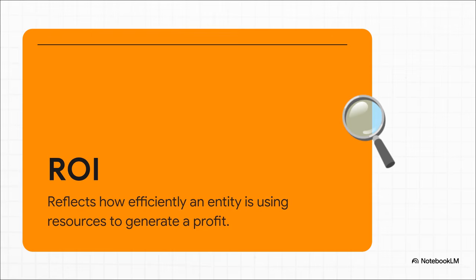Okay, before we get completely lost in the weeds of specific balance sheet items, let's take a step back and look at the big picture. ROI is a really broad concept. It basically reflects how efficiently an entity is using its resources to generate a profit. Think of it as the ultimate test of management stewardship. You hand management a bunch of resources, and you want to know how well they use those resources to produce a return. It's a surprisingly simple relationship, but it is literally the bedrock of all financial statement analysis.